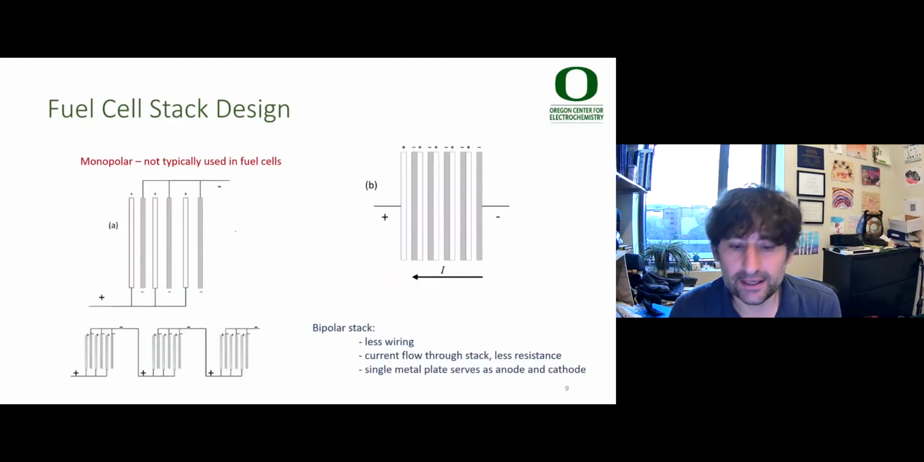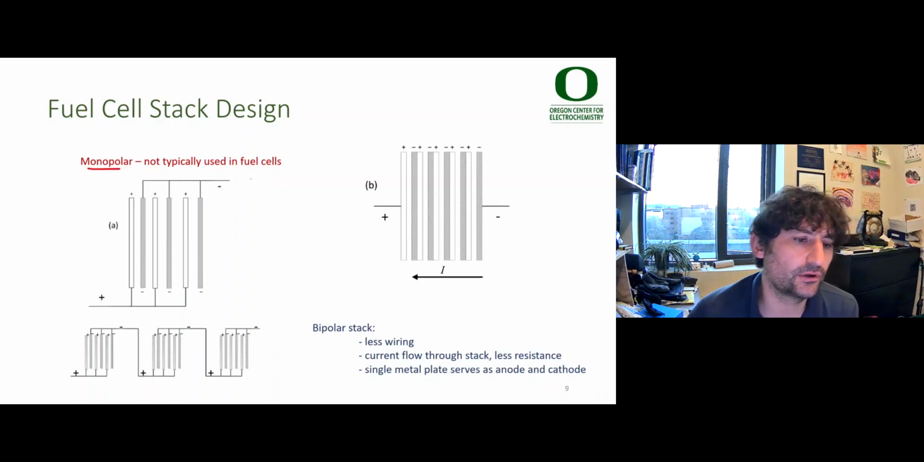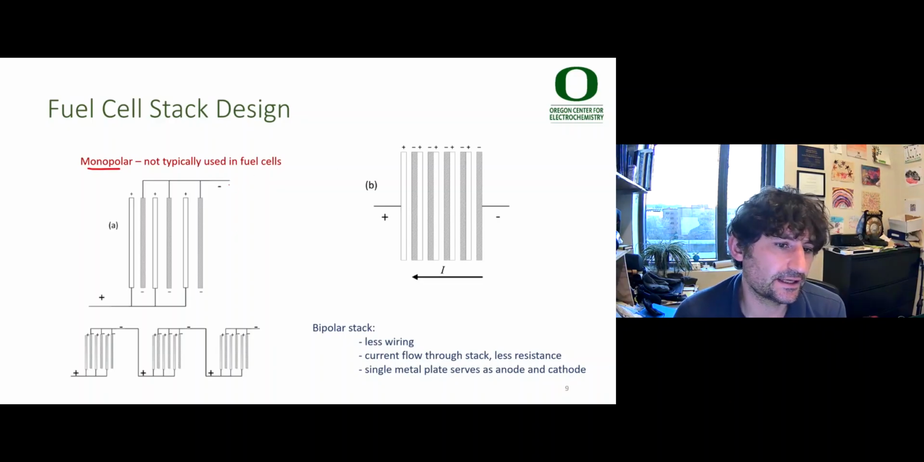There are several ways of hooking up a fuel cell stack. One is called a monopolar stack. And this is a design that you might see more commonly in battery electrodes, not very common in fuel cells, where you have a wire, a connection to each negative electrode in the stack and a connection to each positive electrode in the stack. And so every single one of these cells is wired in parallel. But this isn't very efficient because all this wiring makes it complex to assemble.